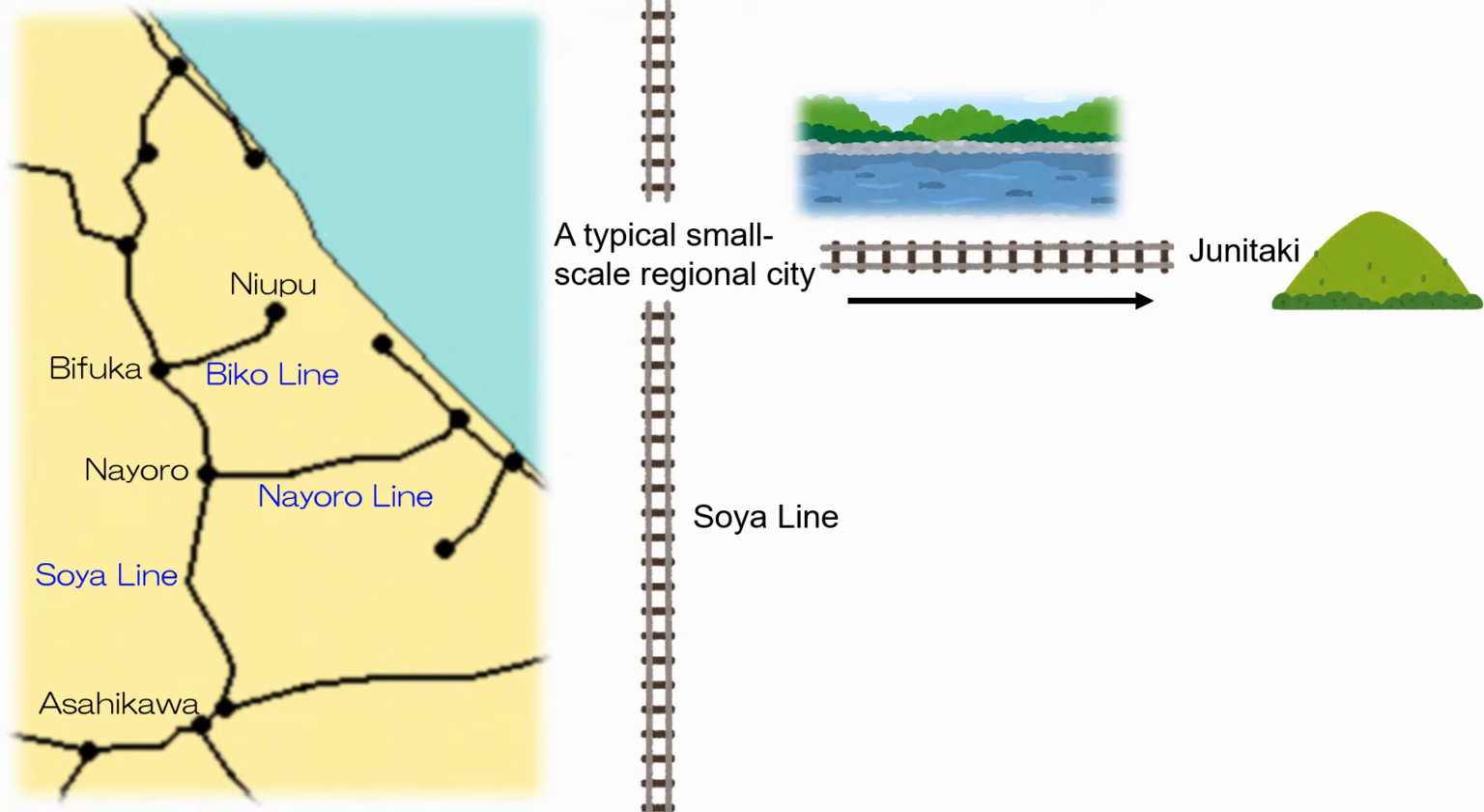The only lines extending eastward from the Soya main line are the Naoro main line and the Bihoku line, as shown in the diagram in 1978, the year in which the work is set. However, the Naoro main line reaches the coast, which is different from the description in the work, that the end point is in a place surrounded by mountains inland. On the other hand, the Bihoku line ends at Niupu, an inland place which satisfies the conditions of the town of Junitaki. Therefore, the fictional town Junitaki is considered to be Niupu.